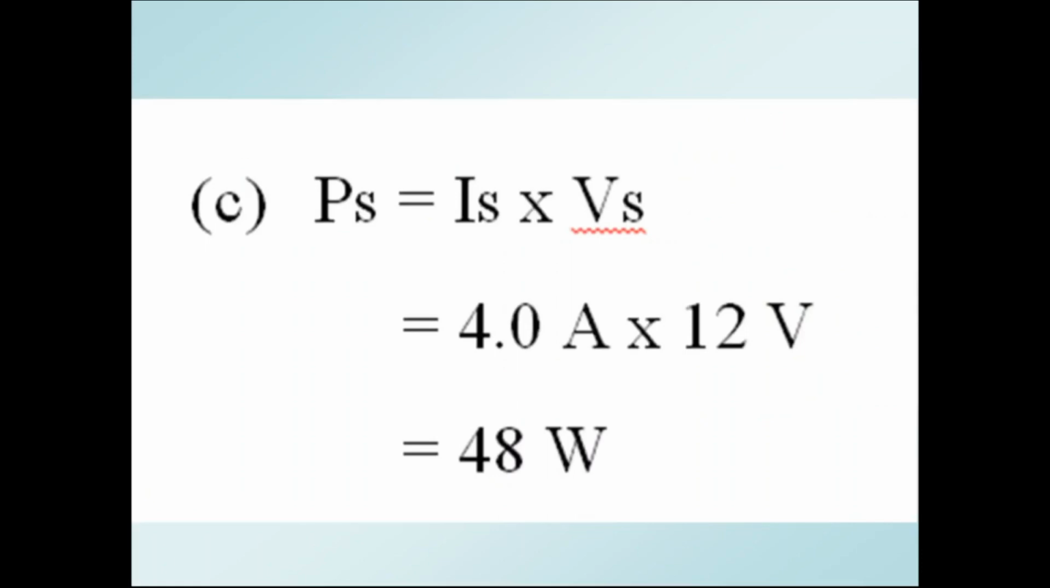And then part C, the easiest part. The secondary power is equal to the secondary current multiplied by the secondary voltage. So the secondary current is 4 amperes and the secondary voltage is 12 volts. 4 times 12 gives you 48 watts. And if, let's say, in this problem you were asked after this to find the primary power, then it would be the same 48 watts, because the assumption in this problem is that it is 100% efficient. So the input power and output power would be the same.